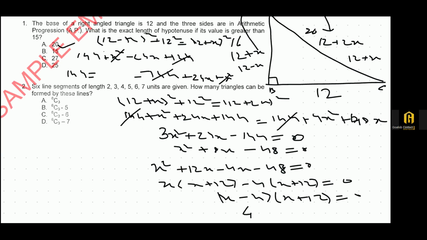So in both the cases, we get the same value, but the value that satisfies the equation is 20. A is equal to 20. So that is our answer. Okay. I'll rub this. Let's move on to the next one.